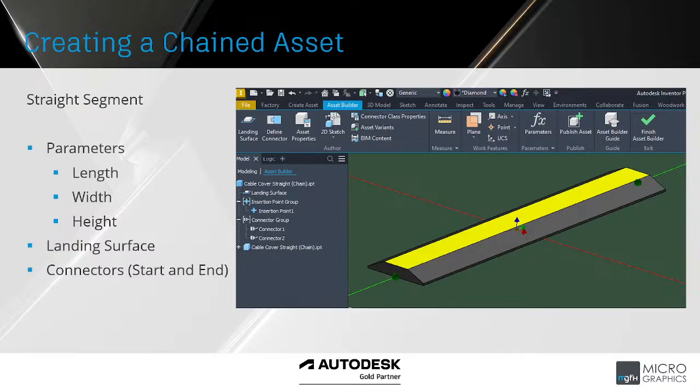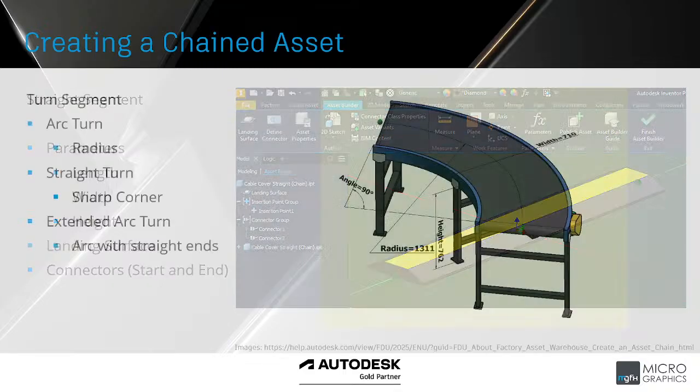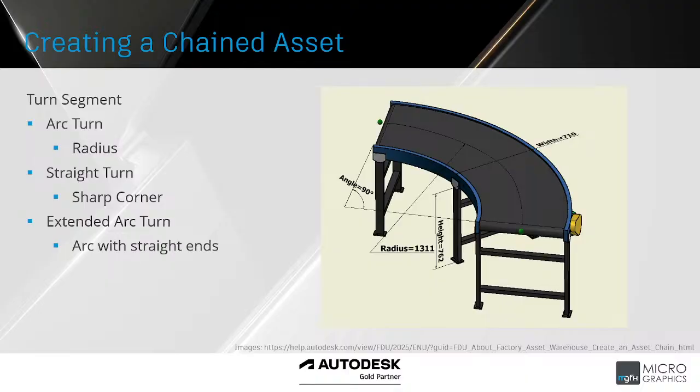I'm not going to spend too much time here. You'll notice that this is actually in Inventor. And as mentioned right at the beginning, you are limited to what you can do from a 2D perspective before you have to go to Inventor and build your asset in Inventor. So for chained assets, you do need to build the asset in Inventor. Use the asset builder in Inventor to apply these connectors and landing surfaces. So we set up a straight segment. Then we need a turn segment. And we actually have 3 different types of turn segments we can create.